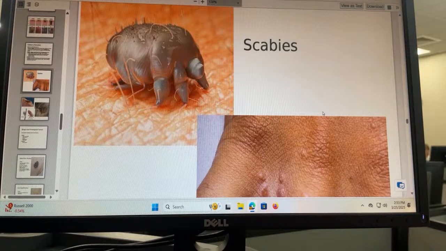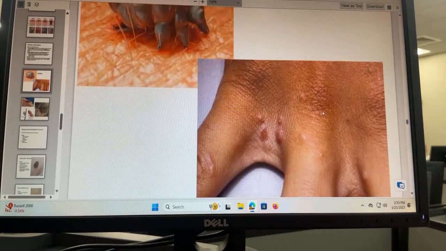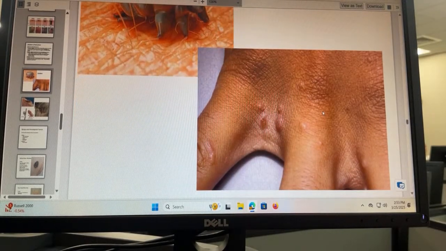This is a picture of what a scabie looks like, obviously extremely blown up. They're very tiny, microscopic, and that's a picture of what the little bites look like between the webbings of your fingers. It doesn't look like much, but it is extremely itchy. It is worse than poison ivy.